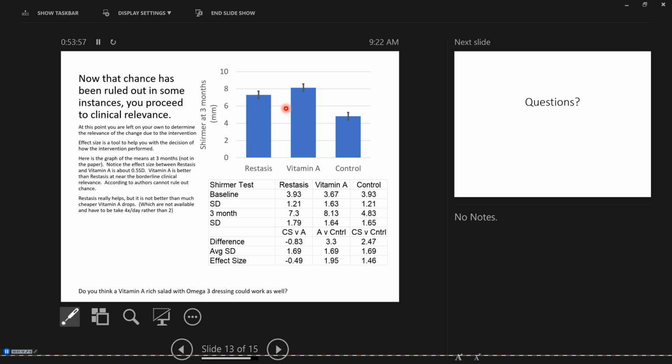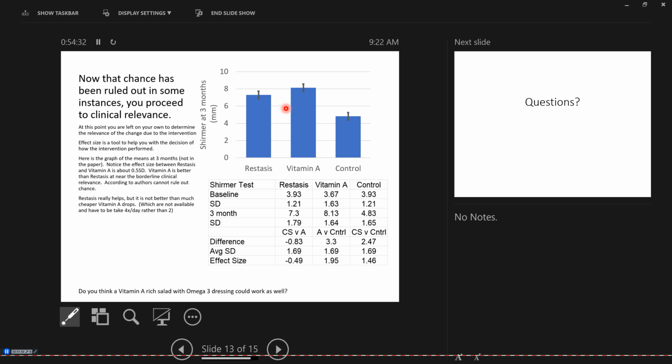Just looking at this, I don't think the authors conclude, I don't remember what they conclude. Maybe they conclude that Restasis really helps, which it does. But vitamin A is better. And cheaper. Yeah, a lot cheaper. But oral vitamin A wouldn't work as much.